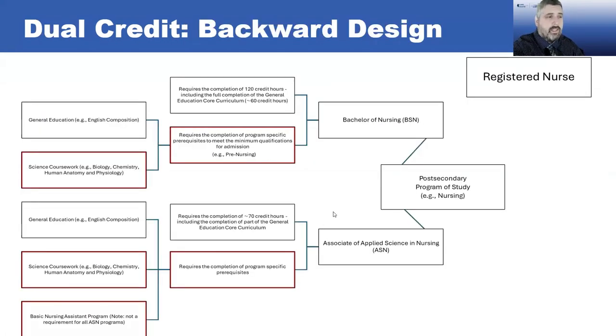And we just threw these in here as the examples from last month, really looking at this registered nurse program. Obviously, in some cases, I believe it would be a bachelor's degree. In others, it could be an associate degree for registered nurse. But essentially, looking at the end of what this backwards design process might look like, you can see in red the different requirements of the coursework that students would need to address that certificate or degree program.